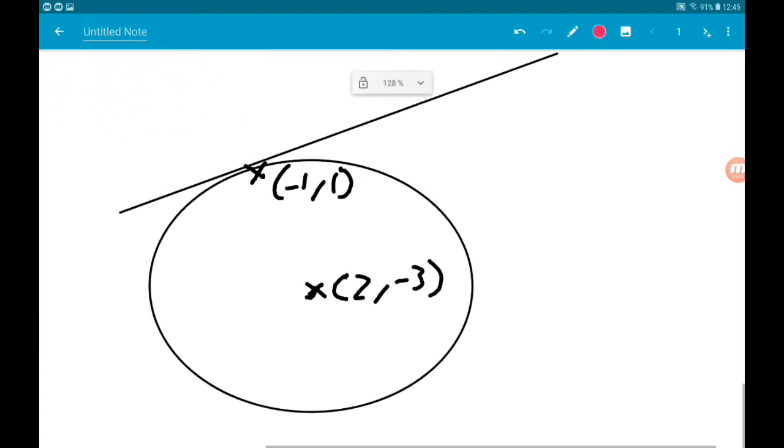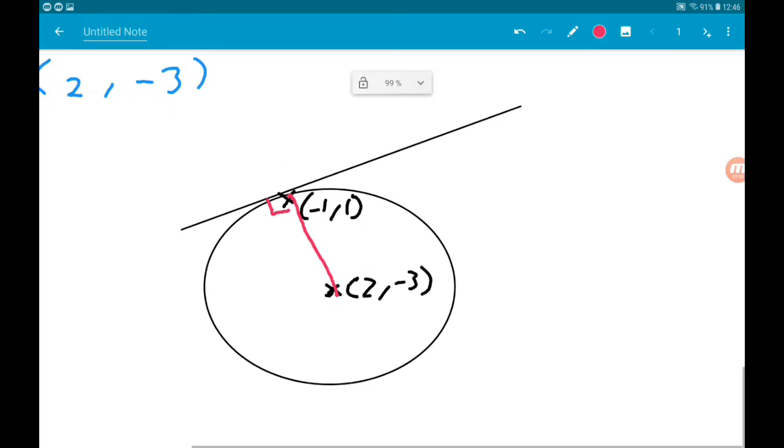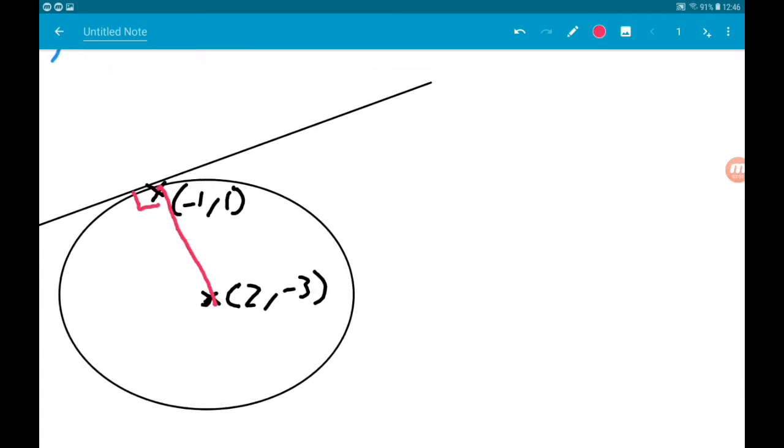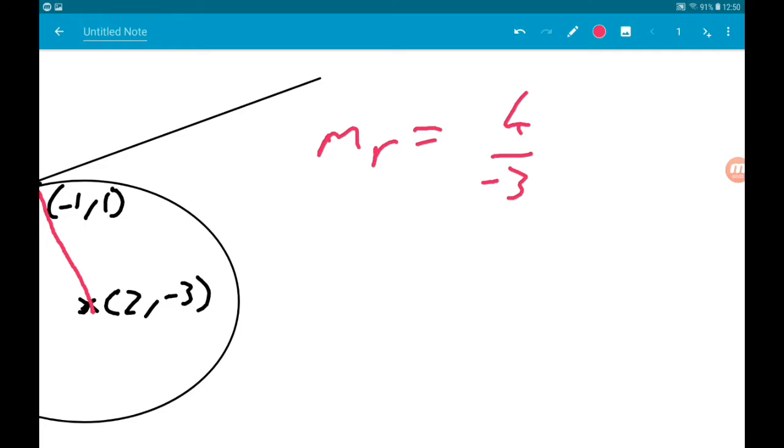Now, why do we do that? Well, that's because we can find the gradient of the radius, because we know 2 points that lie on the radius. Using that and perpendicularness, which is definitely a word, we can get the gradient of the tangent and then the equation. So, gradient of the radius, difference in y over difference in x. So, I'm going to go 1 minus 3, so that's minus 4, over minus 1 minus 2, so that's minus 3. So that's 4/3.